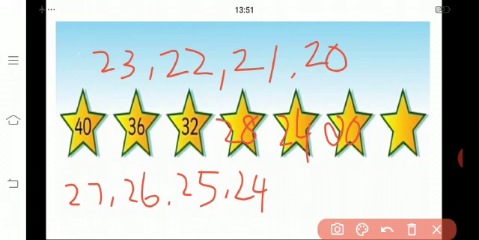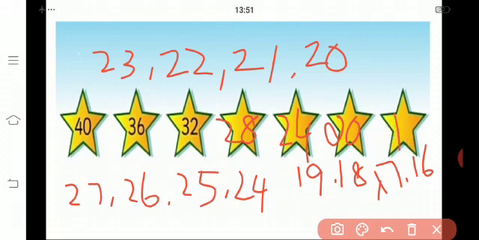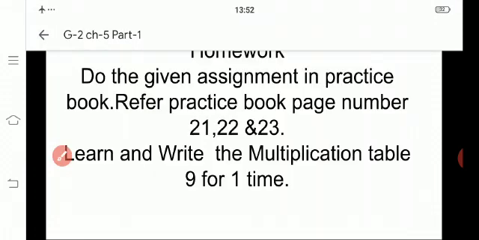20 before, 19, 18, 17, 16. So we get the number 16. Okay children, do you understand? Here we are applying backward counting how many times? 4 times. Okay children, you are all very clear in today's topic. What is our today's topic? Patterns.